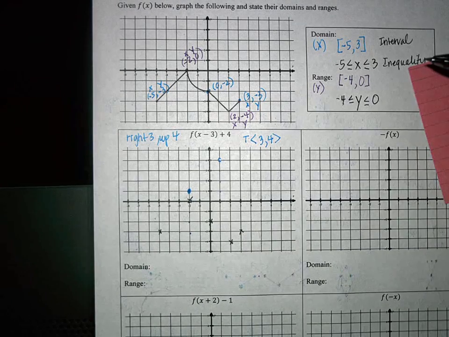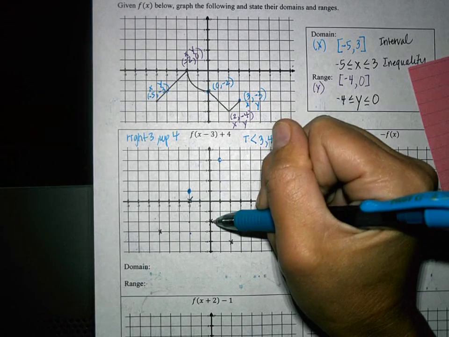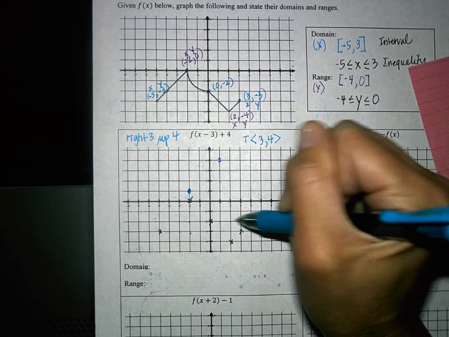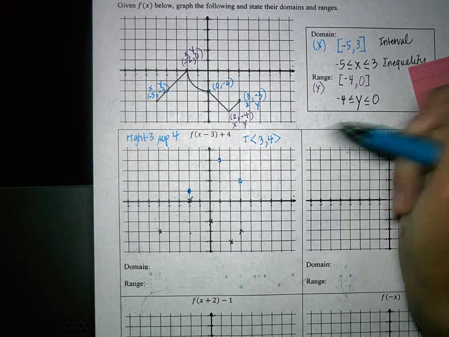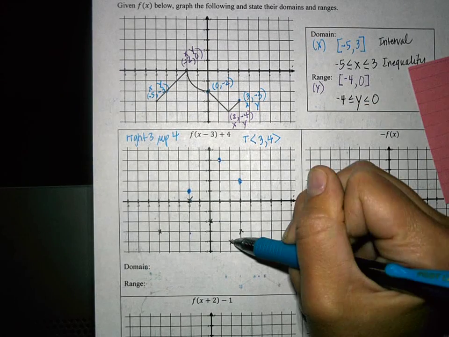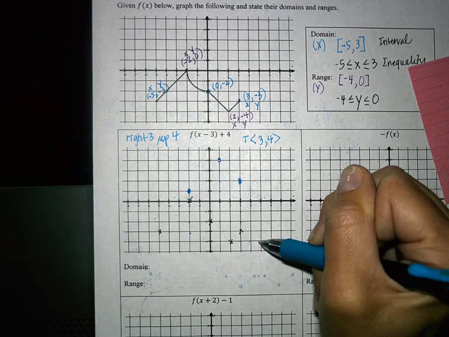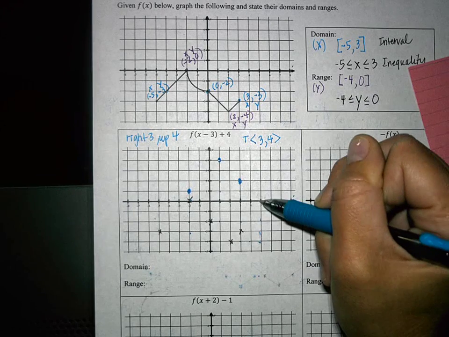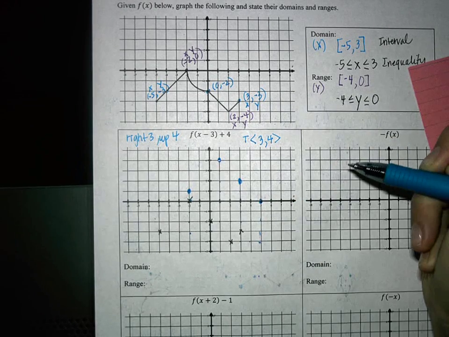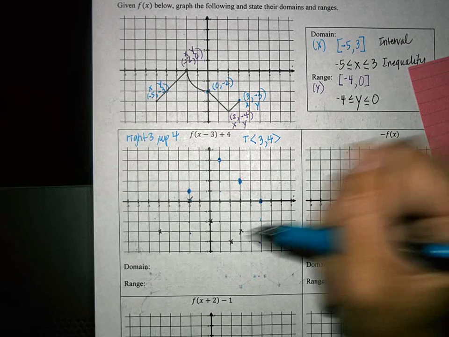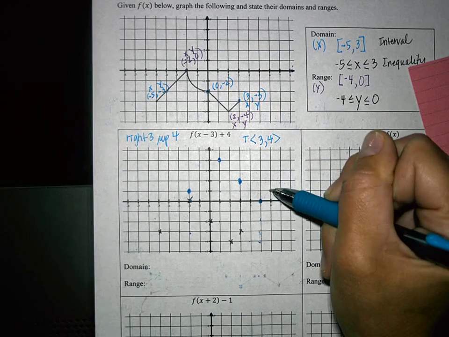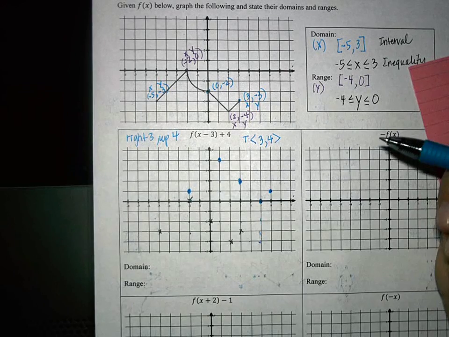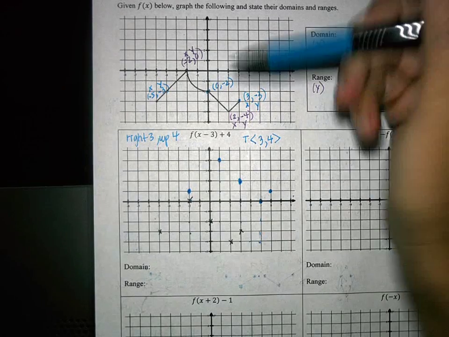Okay, going to the next point, right 1, 2, 3, up 1, 2, 3, 4. At the bottom here, right 1, 2, 3, up 1, 2, 3, 4. And then my last point, right 1, 2, 3, up 1, 2, 3, 4. And then we have to connect our points so that it looks like this function.